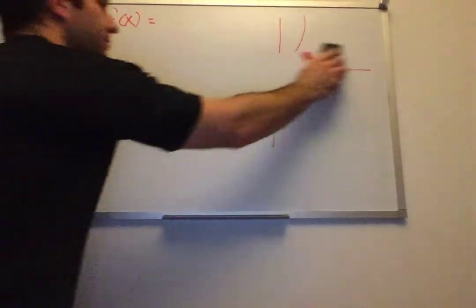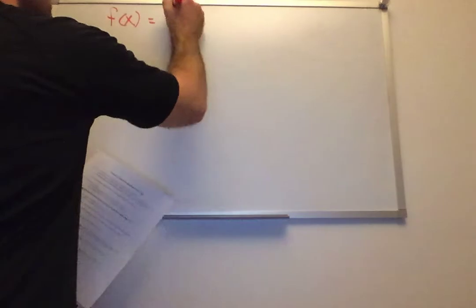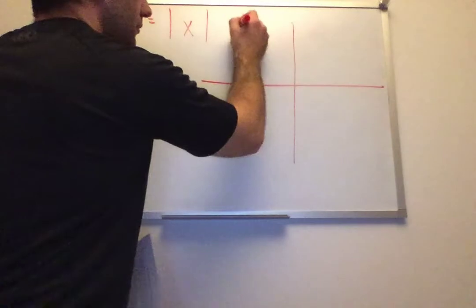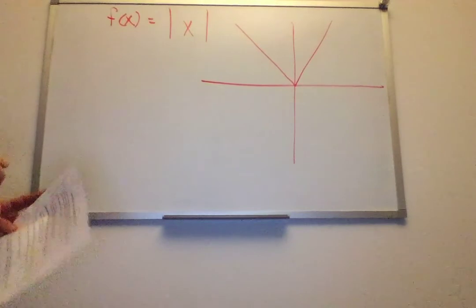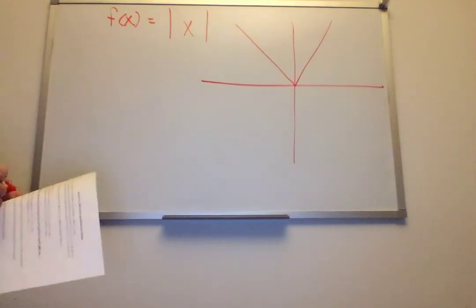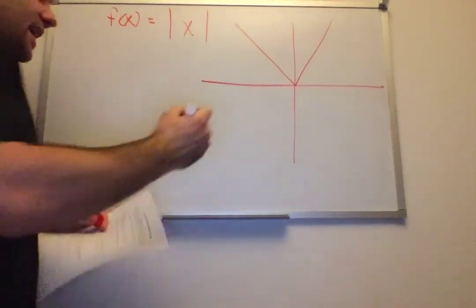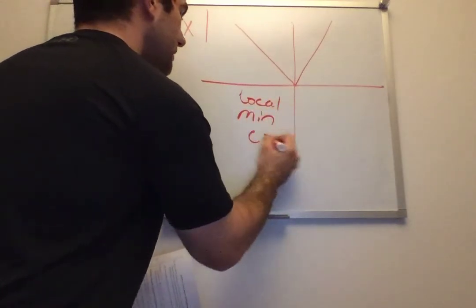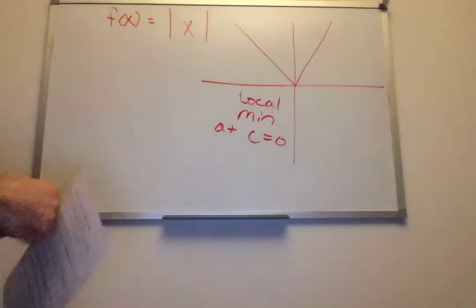Let's look at another one. f of x equals the absolute value of x. I'm going to draw you the graph again. Looks something like that. This definitely has a local minimum. The local minimum is right here at 0. So in this case, we have a local min at c equal to 0.